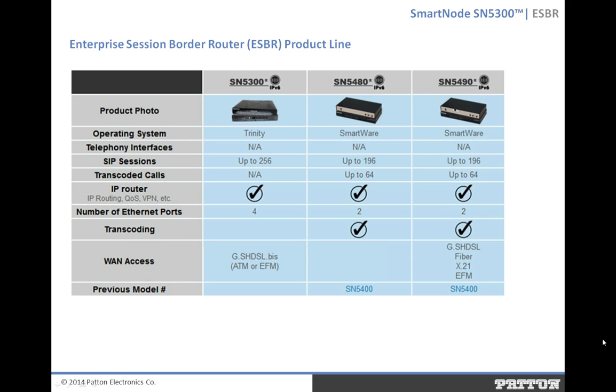And 5480, 5490, they remain the same, so running Smartware, but they're also upgradable to Trinity. So as well there you can find on our website Trinity software releases with the latest features, for instance SIP TLS, SRTP, so this is all as well available on the 5480 and 90.